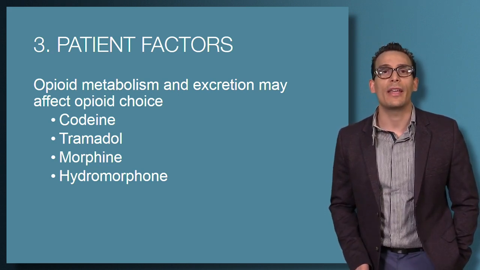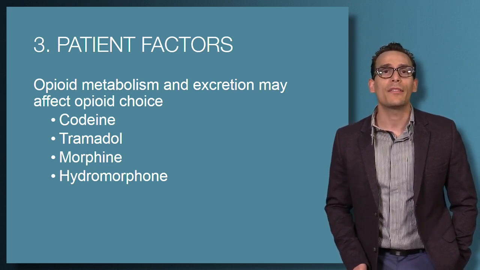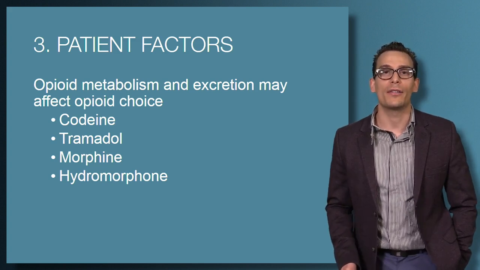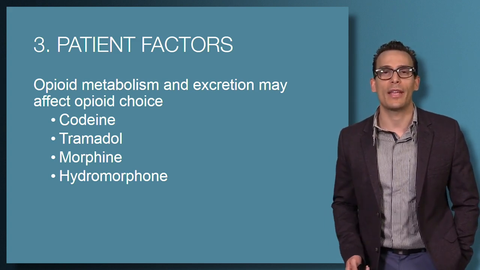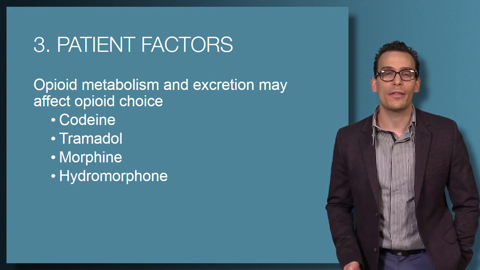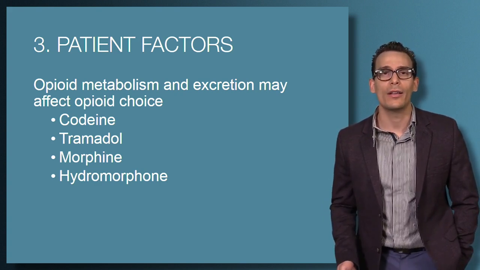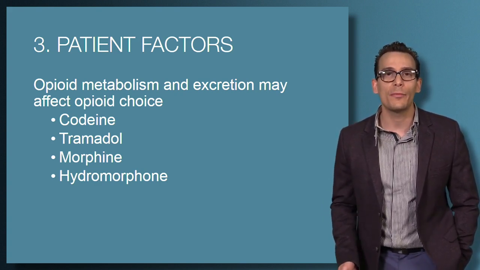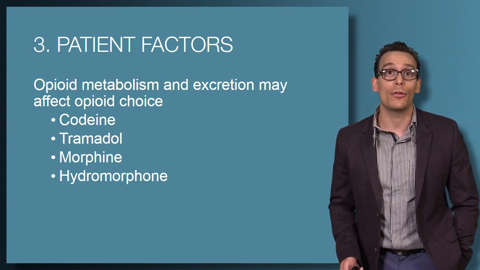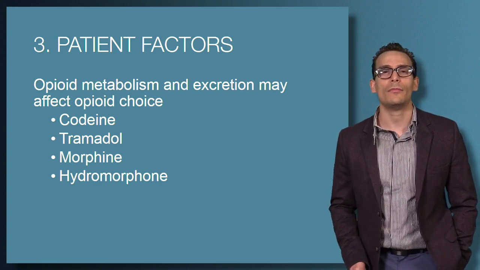It's for this reason that the FDA has issued a warning against using codeine in breastfeeding mothers, because if a breastfeeding mother happens to be an ultra-rapid metabolizer and they take codeine, this leads to increased amounts of morphine in the blood, which translates to increased amounts of morphine in the breast milk and may lead to fatal neonatal respiratory depression.